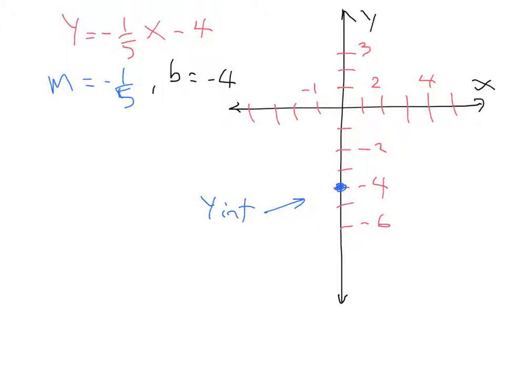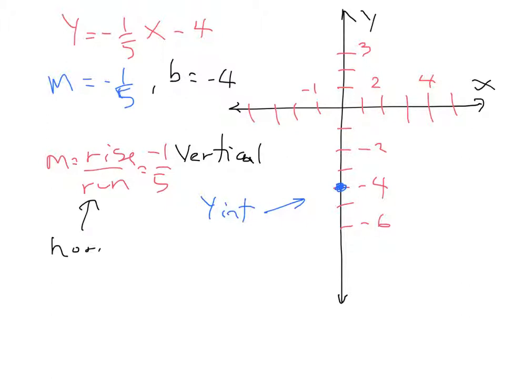Next, I have my slope, negative 1 over 5. The slope is rise over run, which is negative 1 over 5. So your rise is negative 1. Rise is vertical movement. Run is horizontal movement. If my vertical movement is negative 1, that means I'm going to move down. If my horizontal movement is 5, that means I'm going to move to the right.